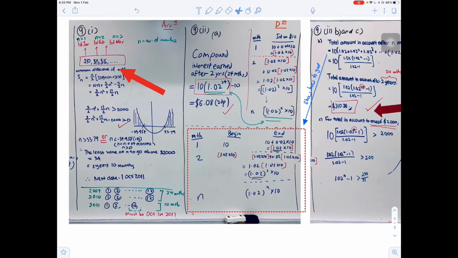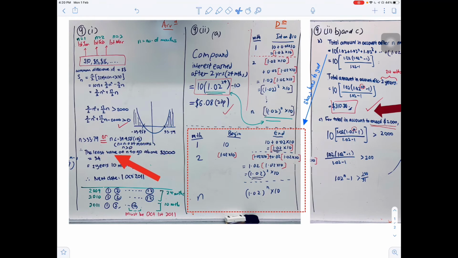The question asks us to find the least number of months so that the savings would have exceeded $2,000. That means the sum to n terms must exceed $2,000. I think this one is quite straightforward. The only thing that I would like to press upon is how you solve this quadratic inequality. We've already discussed this before. You need to use the graph, or if you want to use a number line, you can go ahead. Based on the graph, n must be bigger than 33.79. The other value, because n is negative, we reject.